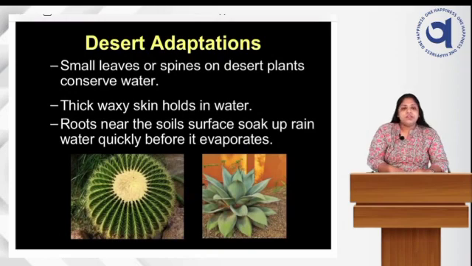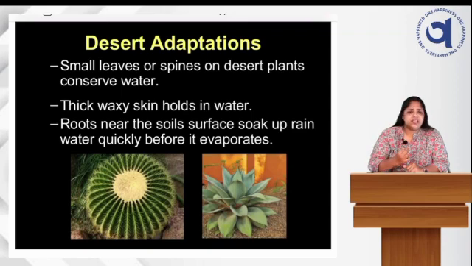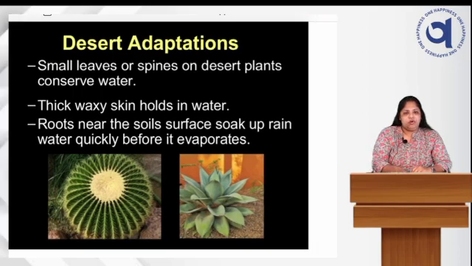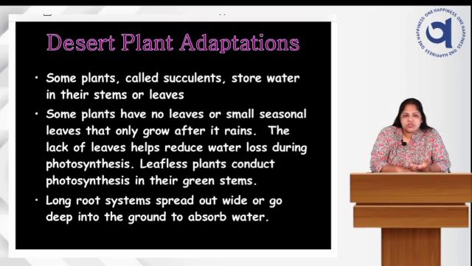Plant adaptation for different biomes. Desert adaptations. The first topic I am taking is desert. Yes, it is very common. You have seen many different types of plants. Example, cactus plant. They have very small leaves or you can see the spines on the plant. Why? Because they can conserve water. You can see that they have very thick waxy skin which holds the water. And the roots near the soil surface soak up rain water quickly before it gets evaporated. Also, they can store water in the stems or leaves.